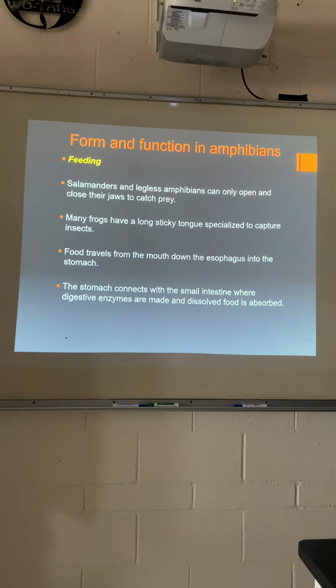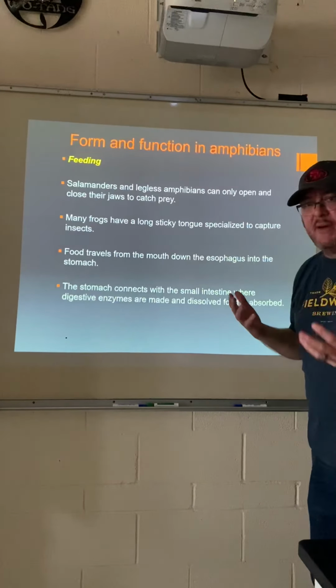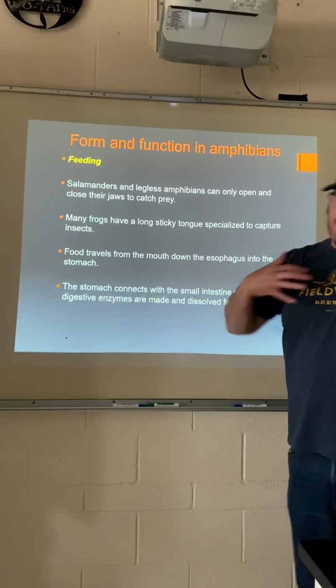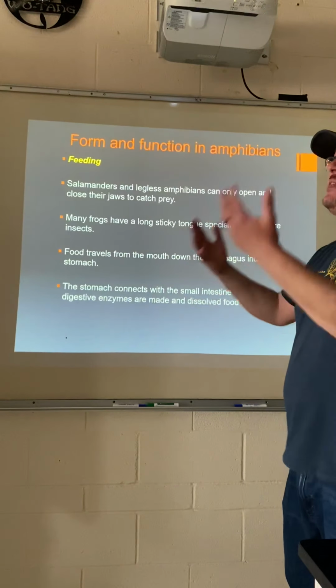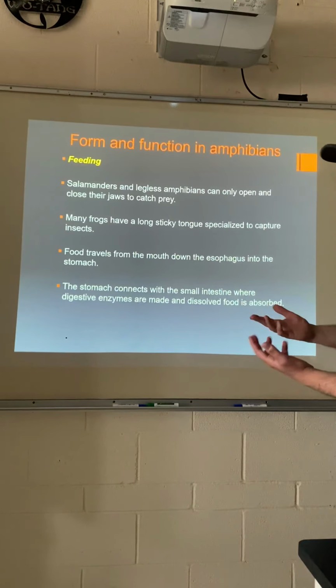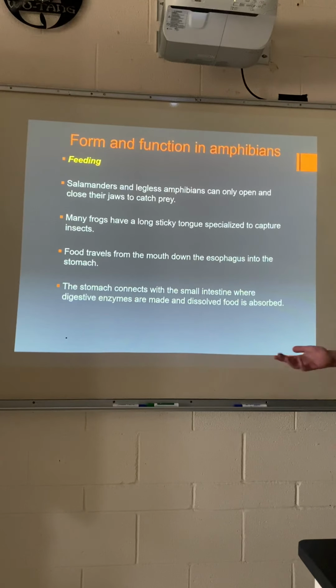Salamanders and legless amphibians can only open and close their jaws to catch their prey, so that's kind of a limitation. But things like frogs, especially like Pac-Man frogs, these things can eat mice, and they'll use their front legs really quickly to be able to get that food in their mouth to where they can chomp it down. And in some cases, these guys actually have teeth.